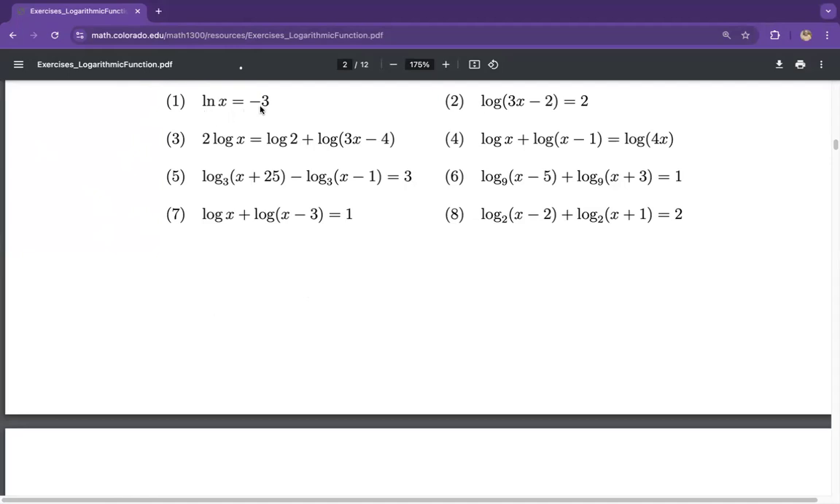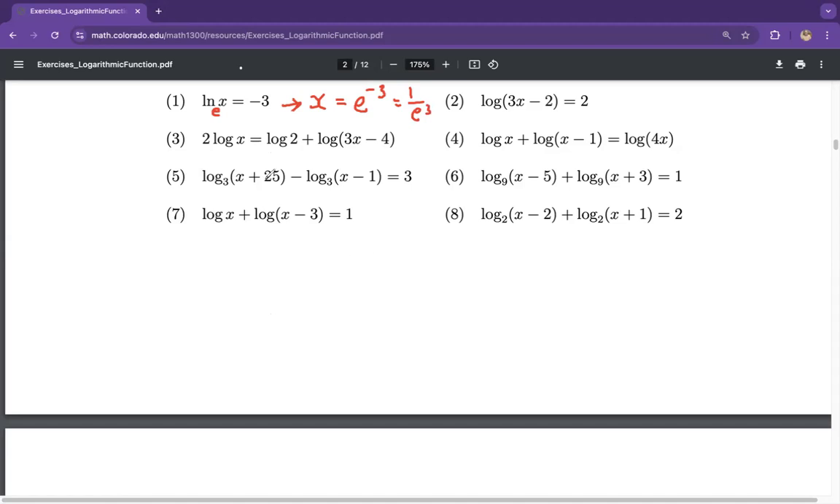This is ln x equals -3. Ln is just another form of log. We call it the natural log. Ln has a base of e. So that's log base e, x equals -3. So if you're solving for x, x is just going to equal e to the power of -3, or 1 over e to the power of 3.